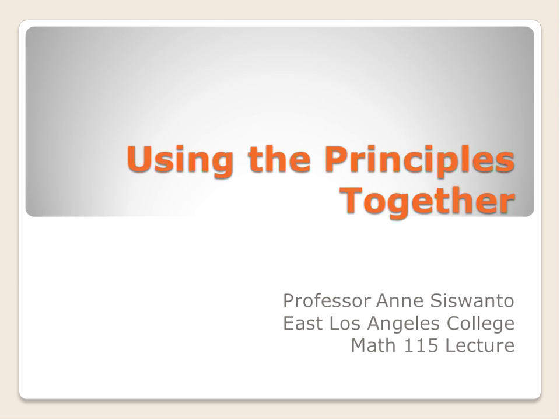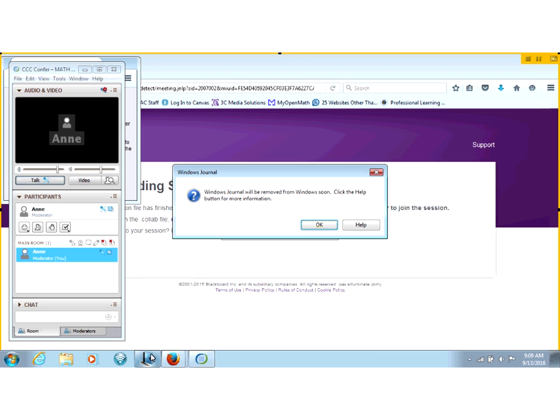Okay, so we're going to continue using the principles together, specifically with decimals and fractions, right? Because we did some yesterday, and we're going to continue today with 2.2. By the way, this is 2.2. So this is decimals and fractions.